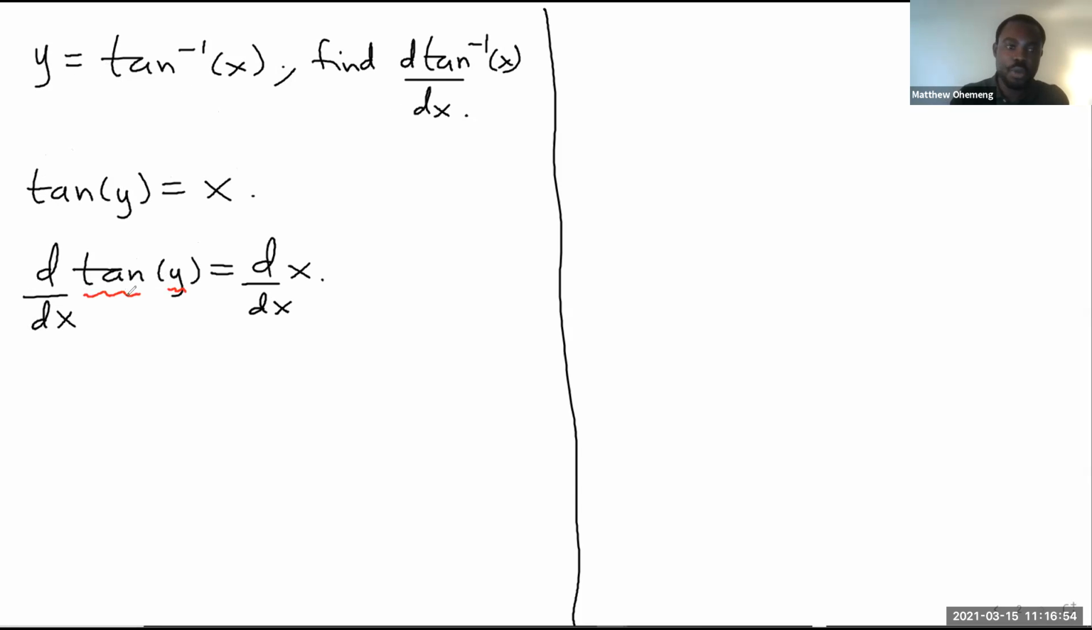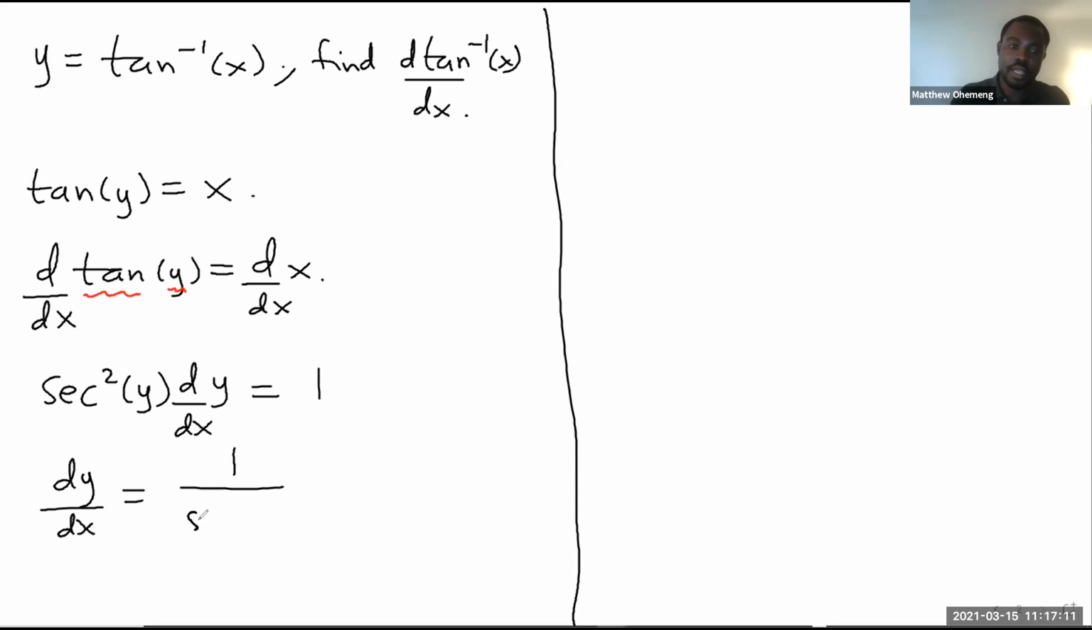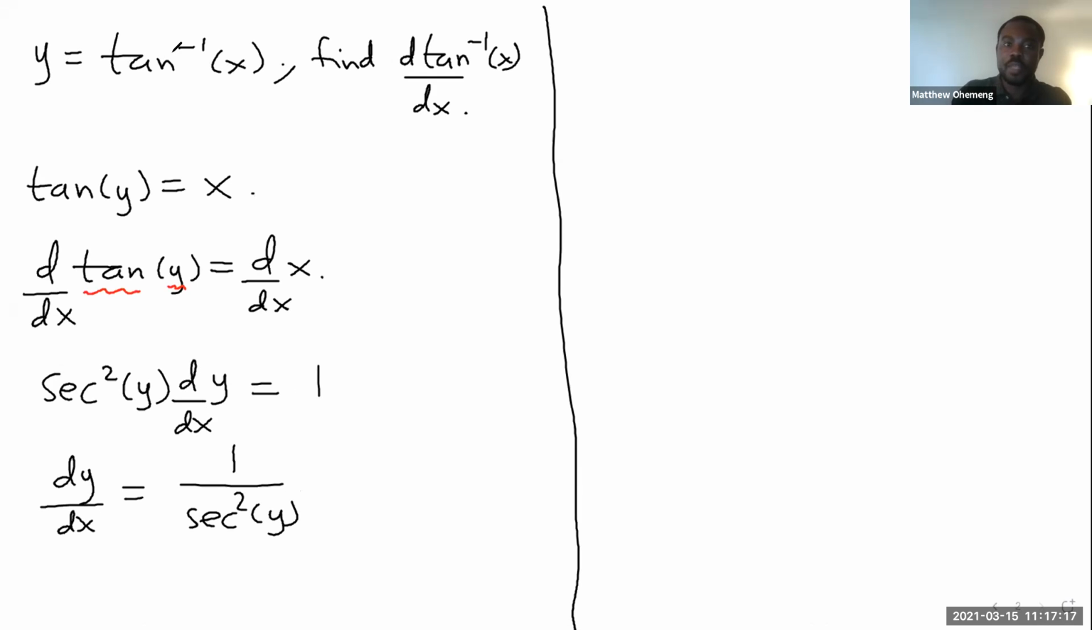By the chain rule, differentiate the tan. The derivative of tan is secant squared. Plug in the inner function, so that'll be secant squared of y, times the derivative of the inner function, which is equal to 1. So if you're solving for dy over dx, you get 1 over secant squared of y. But as we saw for the previous case, we have an explicit solution for y, so you have to leave your answer in x. Let's try and get secant squared of y in terms of x.